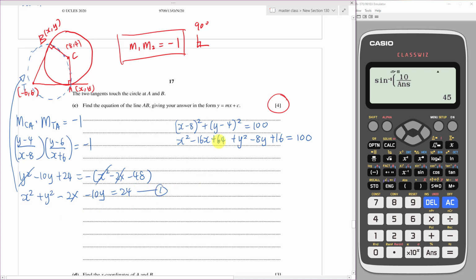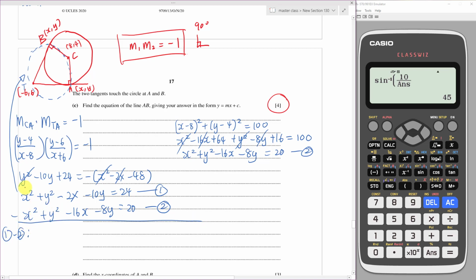This is equation 1. This one should be x squared plus y squared minus 16x and then minus 8y. So I solve all these terms, and then here I have 80 minus 80, so equals 20. So this is equation 2. I'm going to write it down here so that I can do the elimination method easily. This is equation 2. And then what I want to do is use equation 1 minus equation 2.